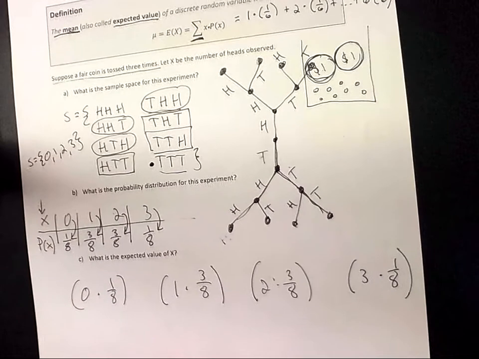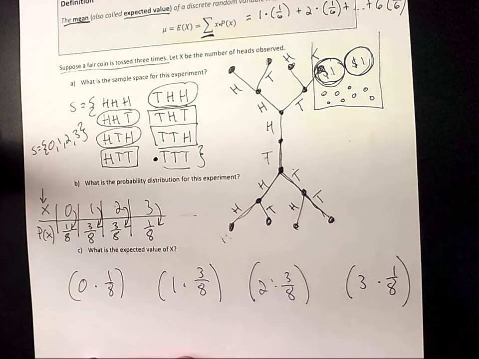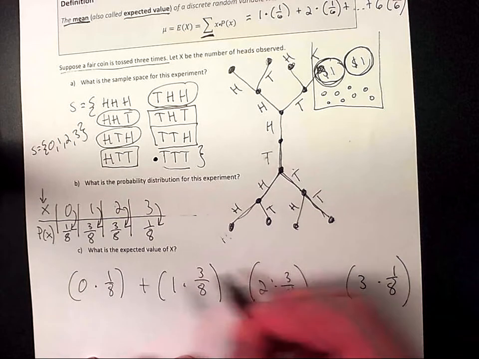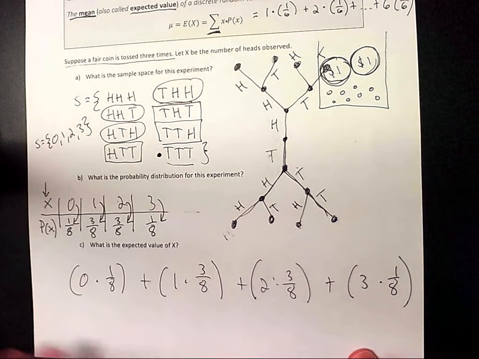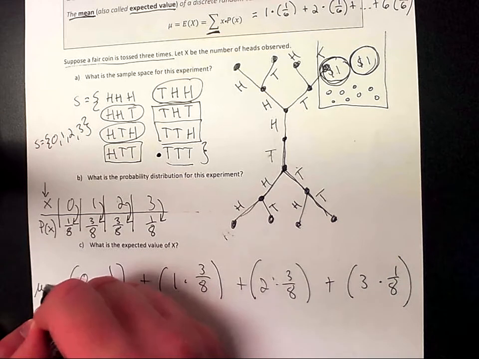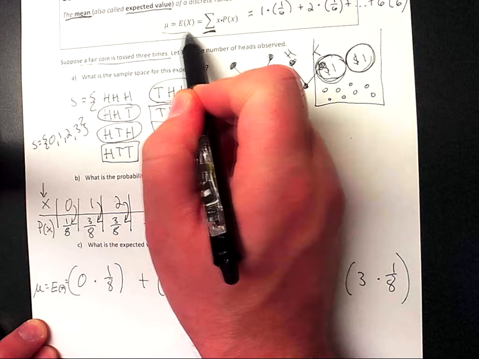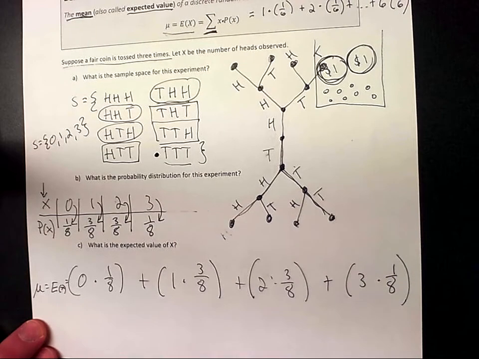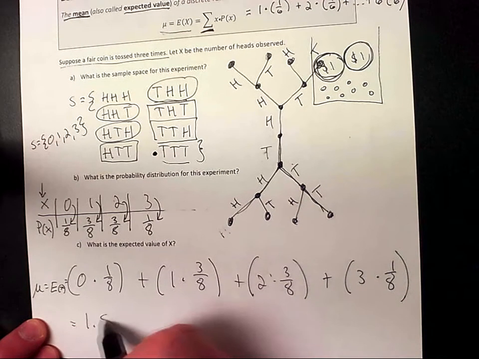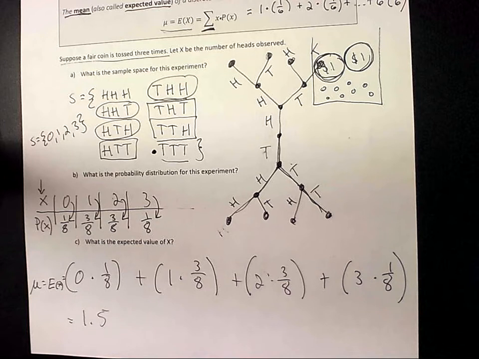And after we multiply each x value times its probability, what do we do? Add them up. So then this is going to be mu, or the expected value of x, just like we have up here. And if you do this arithmetic, I'll save you the arithmetic, this comes out to 1.5. So then the expected value that you would get is 1.5. What does that mean? What does it mean to have an expected value of 1.5?